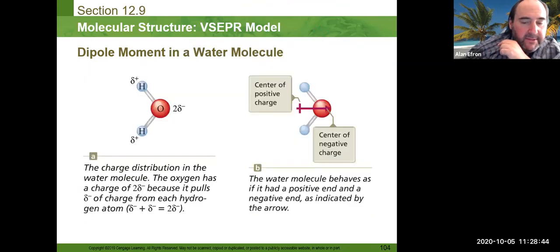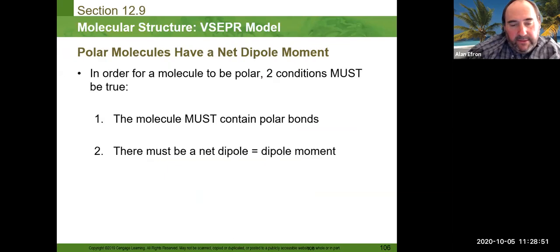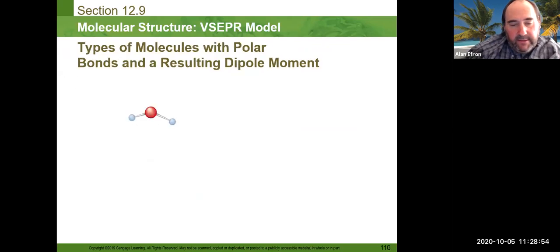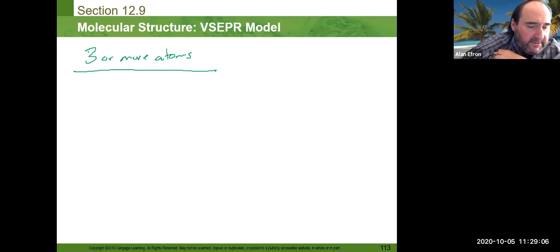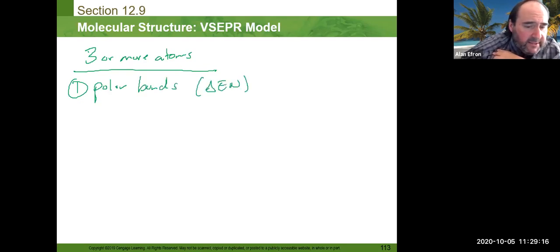Now, when we get to 3 or more atoms, you do have to look at a couple of things. And I think what I'm going to do is skip ahead here and come back so I can just scribble some things. Yeah. So when you look at 3 or more atoms, you have to look at two things. You have to look at whether or not there are polar bonds. And again, that is your change in electronegativity values. And you have to look at the molecular geometry.